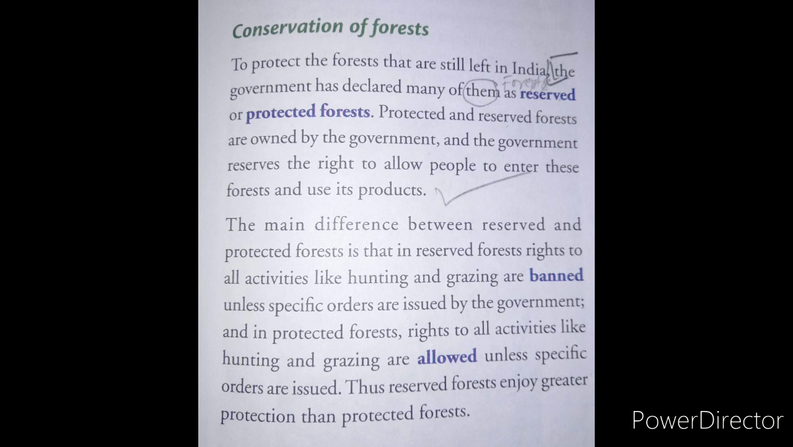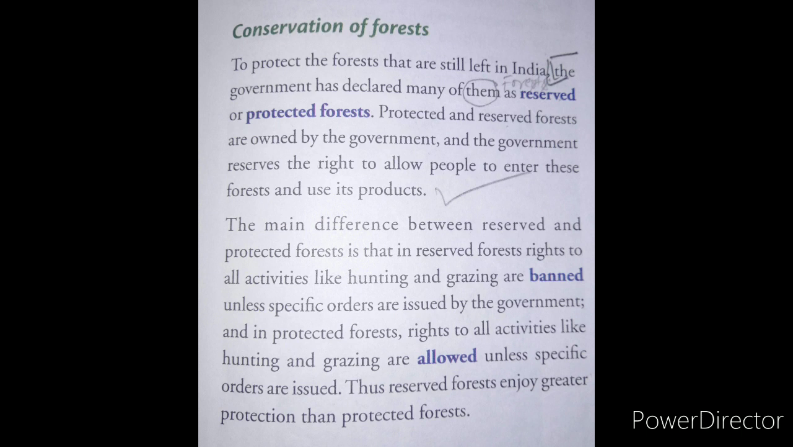Today let us start with conservation of forest and conservation of wildlife. If you remember, I had already discussed the forests in India, the different types of forest, and their distribution on the basis of percentage. To protect the forests that are still left in India, the government has declared many policies in which two categories are there. The first one is reserved and the second one is protected forest.